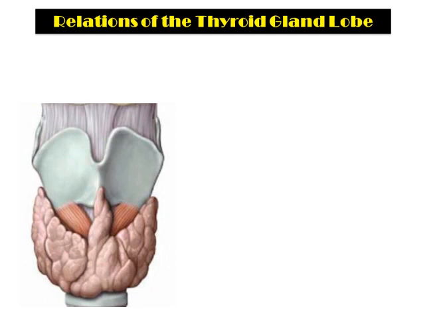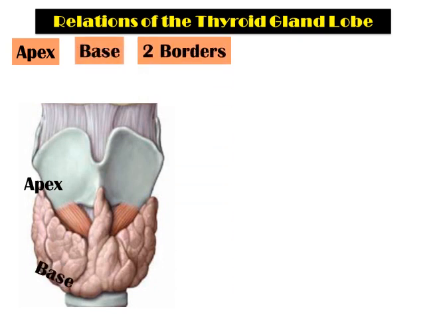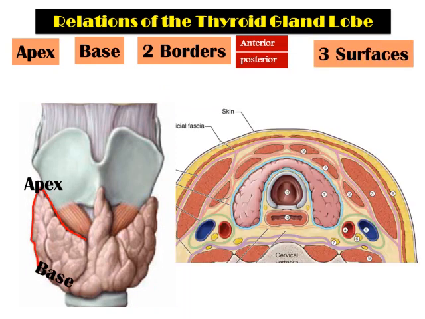Relation of the thyroid gland lobe. Each lobe is conical in shape, with an apex directed upward, a base directed downward, two borders, anterior border and posterior border, and three surfaces. This transverse section is at the level of the thyroid gland. The thyroid lobe has three surfaces. This surface is called the lateral surface, the one directed towards the trachea and esophagus is called the medial surface, and the last, facing the carotid sheath, is called the posterior surface.